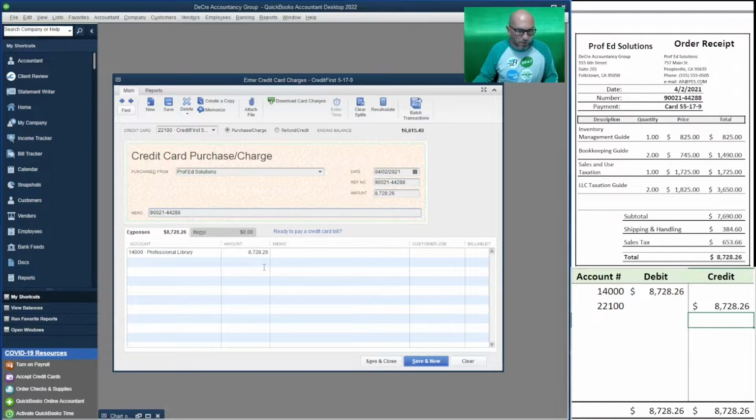This amount right here, it's a debit to account 1400, and this amount right here is a credit to account 22,100. Let's keep going.